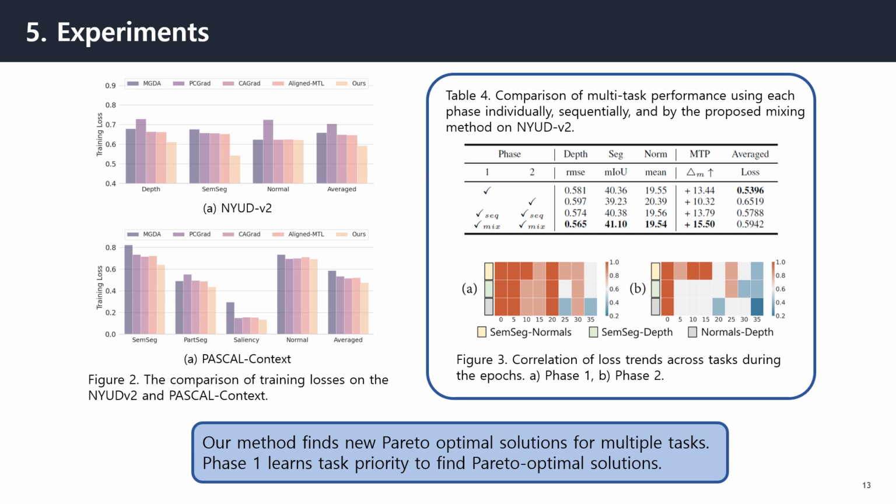Moreover, we present the correlation of loss trends in Figure 3. In this correlation analysis, values closer to 1 indicate that the losses of the task pair decreased together. During the initial stage of optimization, phase 1 demonstrates more effective alignment of loss compared to relying solely on phase 2. This underscores the importance of phase 1 in aiding the network to discern task-specific details, ultimately leading to the identification of optimal Pareto solutions.